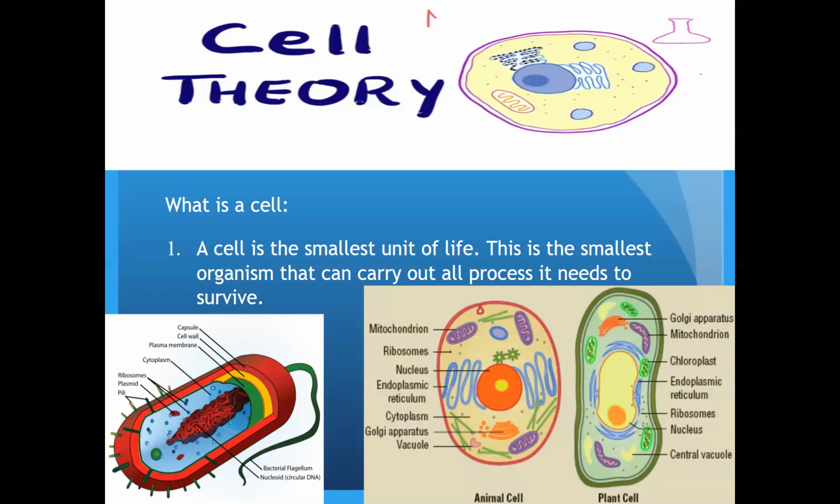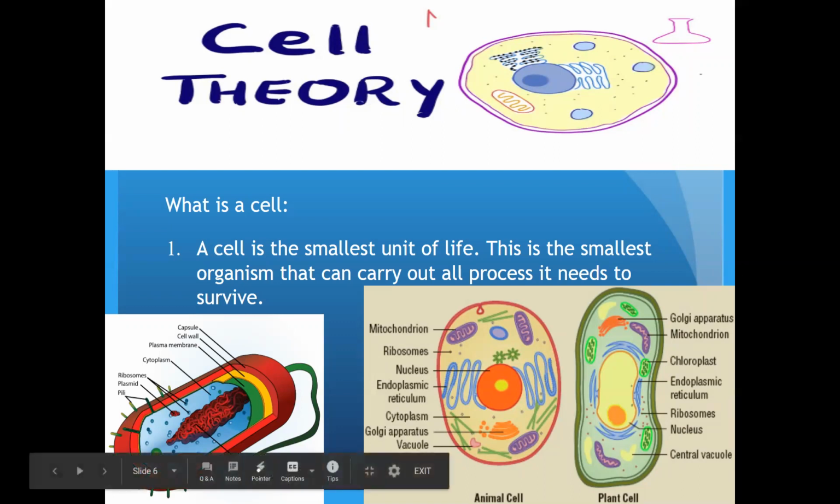A cell is the smallest unit of life. A cell, whatever kind of cell, is the smallest organism that can carry out all life processes it needs to survive. So while we may be animals, and dogs and cats may be animals, and plants are living things too, we are all made of cells. And there are living units smaller than us that are able to survive just like us. So here are some pictures of some cells. This is a single unit. It can carry out all its life processes. And these are single units as well that can carry out life processes they need to survive.